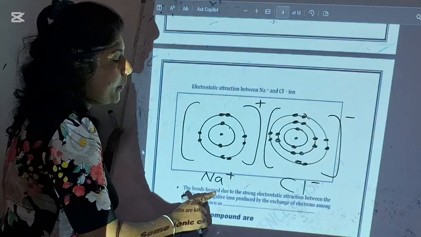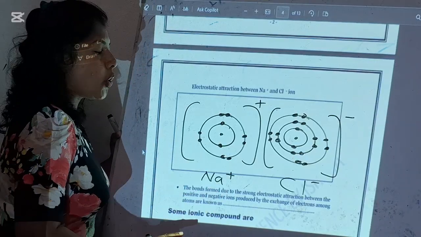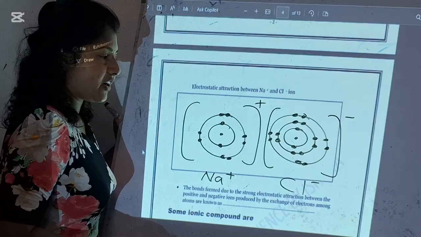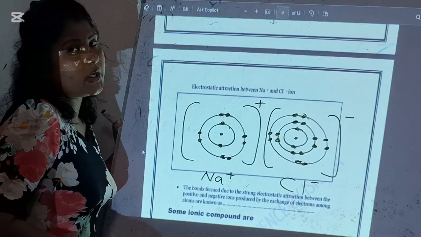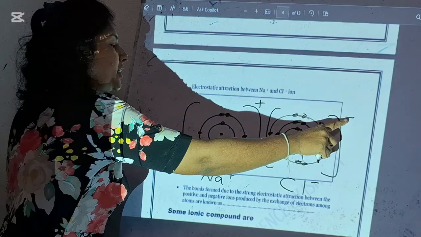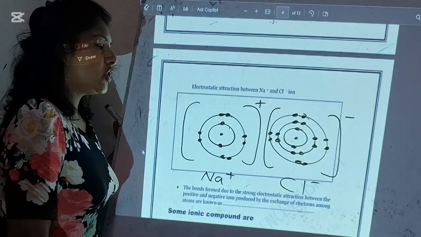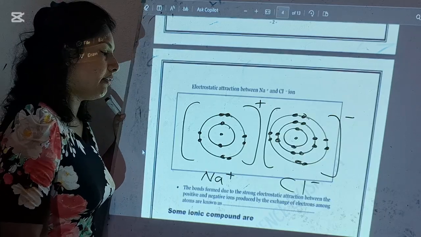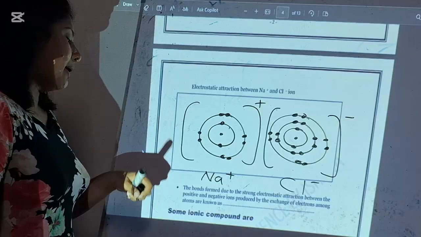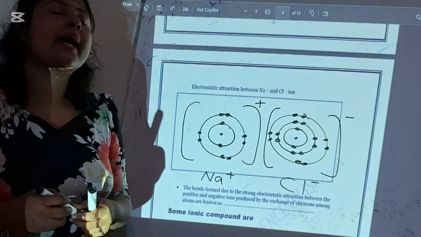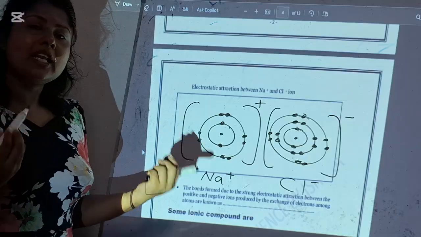The bonds formed due to the strong electrostatic attraction between the positive and negative ions produced by exchange of electrons among atoms are known as ionic bonds. What is the meaning of that one?